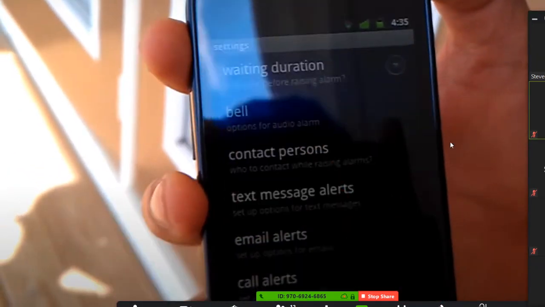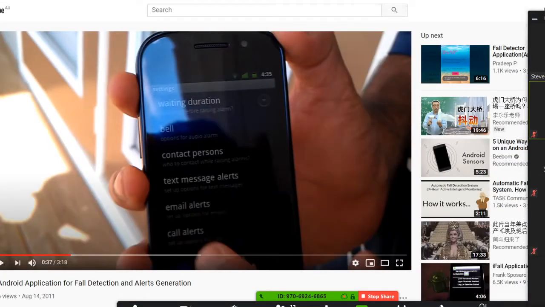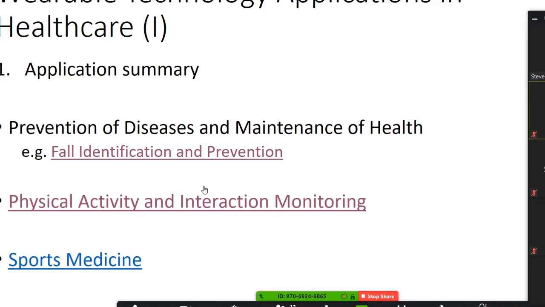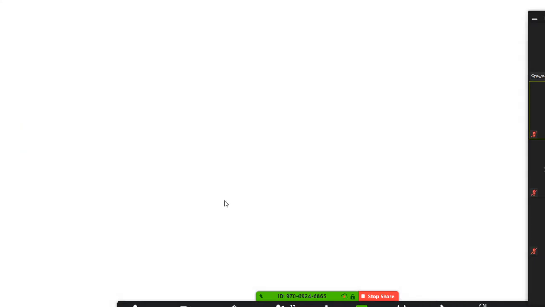So this is a very popular tool. But we will not go too far, because we have another very important thing called physical activity interaction. This one we are actually talking about using in the hospital.